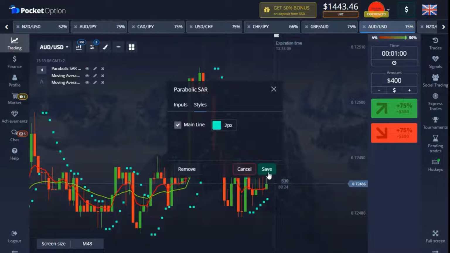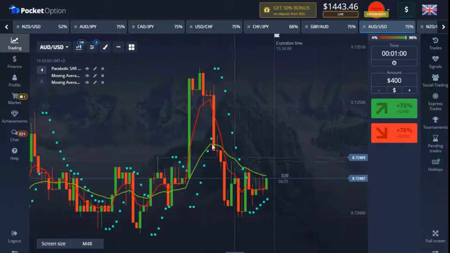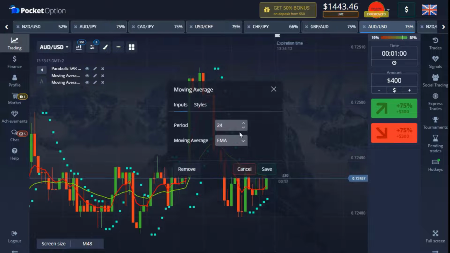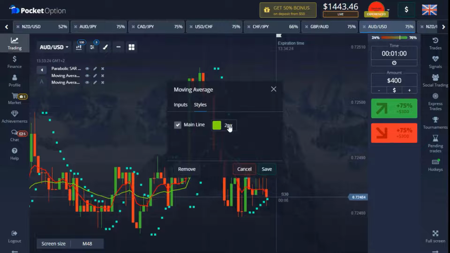Then hit save. The second indicator I use is a moving average with an input of 24. The moving average type is EMA. The style here is green, which I advise you guys to use, and 2 pixels thick at the same time, so just hit save.